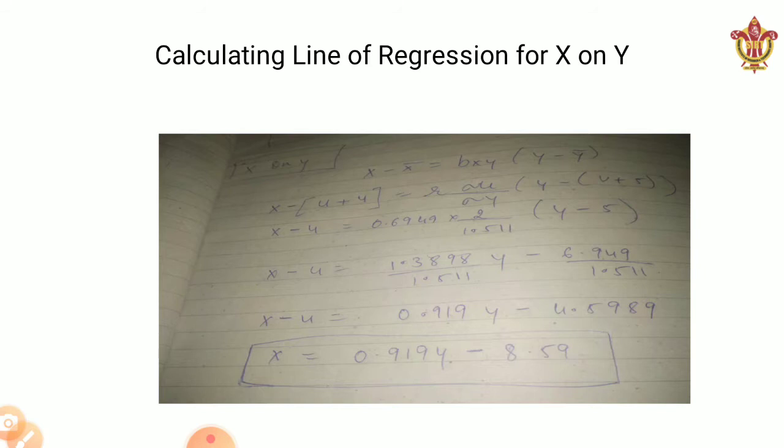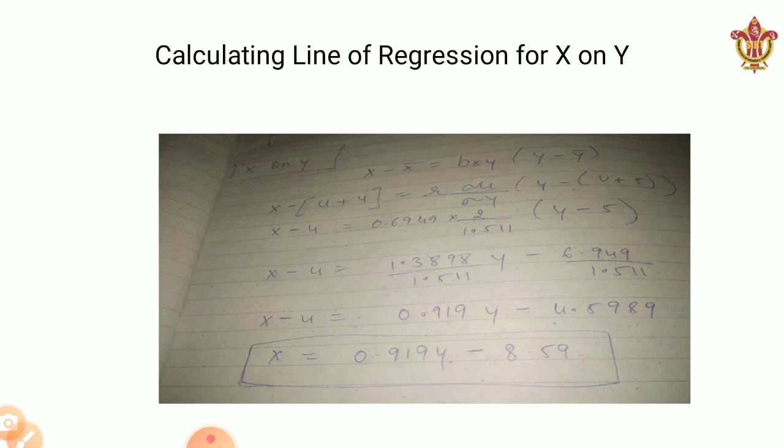Similarly, you have to calculate the line of regression for y on x also. The formula will be exactly opposite. The formula will be y minus y bar equal to byx in bracket x minus x bar, because it is y on x. So it will be exactly the opposite formula, and you need to put in all the values which we have calculated in our previous steps. By substituting all the values, you will find the equation for the line of regression for y on x.